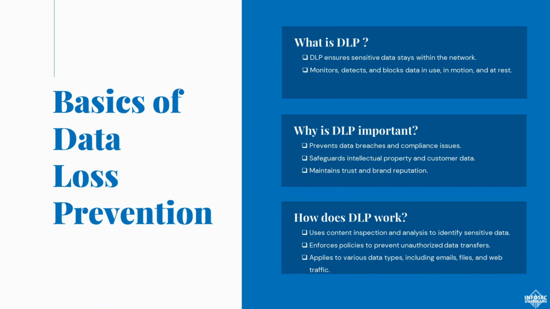DLP solutions work by monitoring and analyzing data as it moves throughout an organization's network. They use a combination of content inspection and contextual analysis to identify and categorize sensitive data. Once sensitive data is identified, DLP solutions enforce policies to prevent unauthorized access, use, or disclosure of that data. DLP can be applied to various types of data, including emails, files, and web traffic, making it a versatile and effective tool for protecting sensitive information.